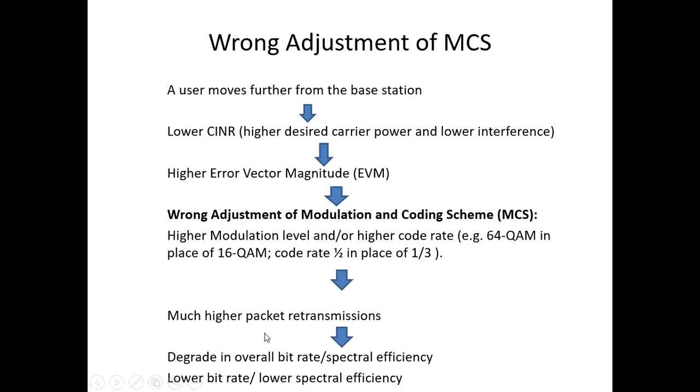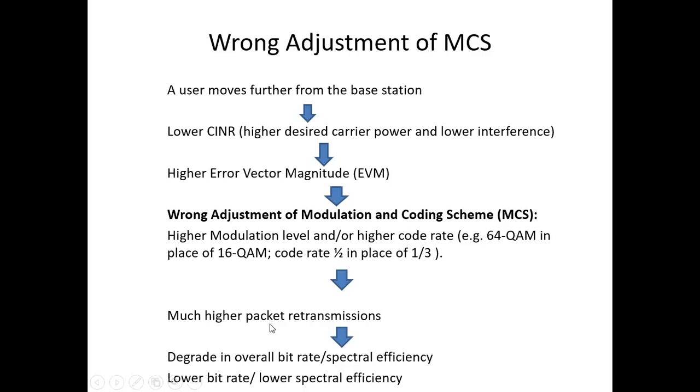So what will happen then? There will be too many packet retransmissions. Although you are putting more bits, the data rate will not be able to improve. In a symbol you have more bits, your code rate is higher, but you're pushing too many bits and you also have to retransmit many of the packets. You cannot just keep sending packets; much of the time you spend retransmitting. So the overall data rate, instead of improving, will degrade.